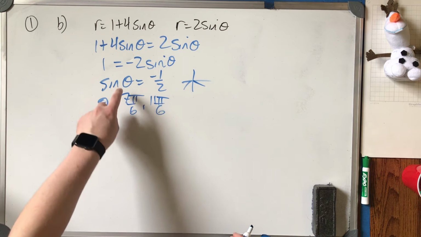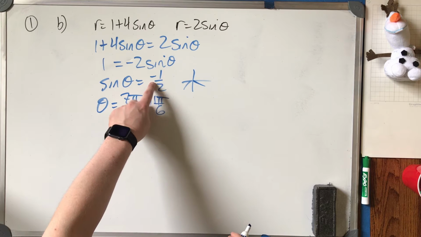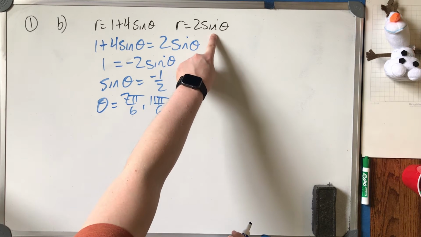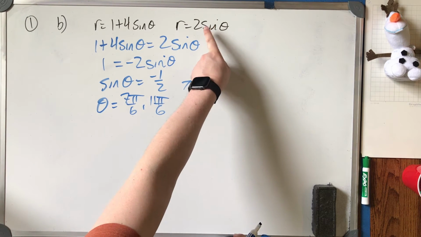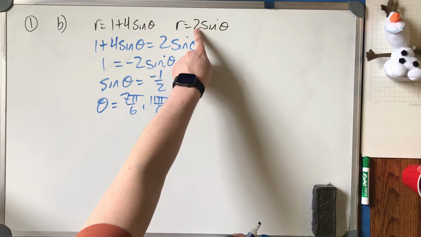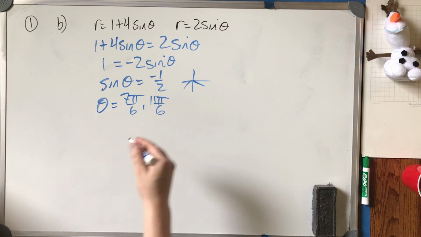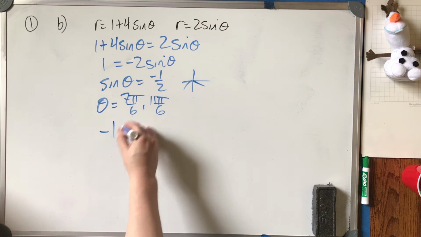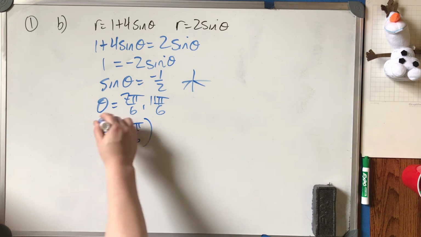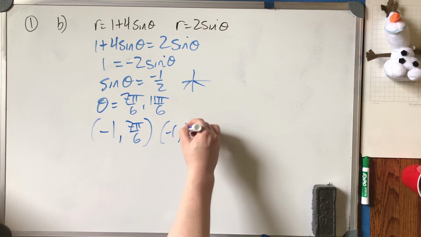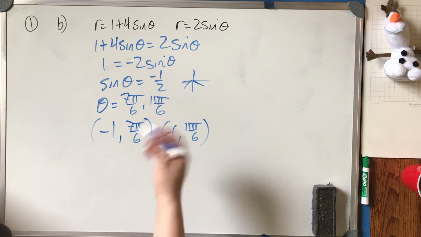So when I go to plug these in, I'm going to remember that sine theta equals negative 1/2. So I'm going to plug it into this one because it's much easier. And I know that I'm going to get a negative 1/2 times 2 is going to give me a negative 1. So for both of these ones, I get a radius of negative 1. And I'm done. So use your previous knowledge to make these easier to solve.